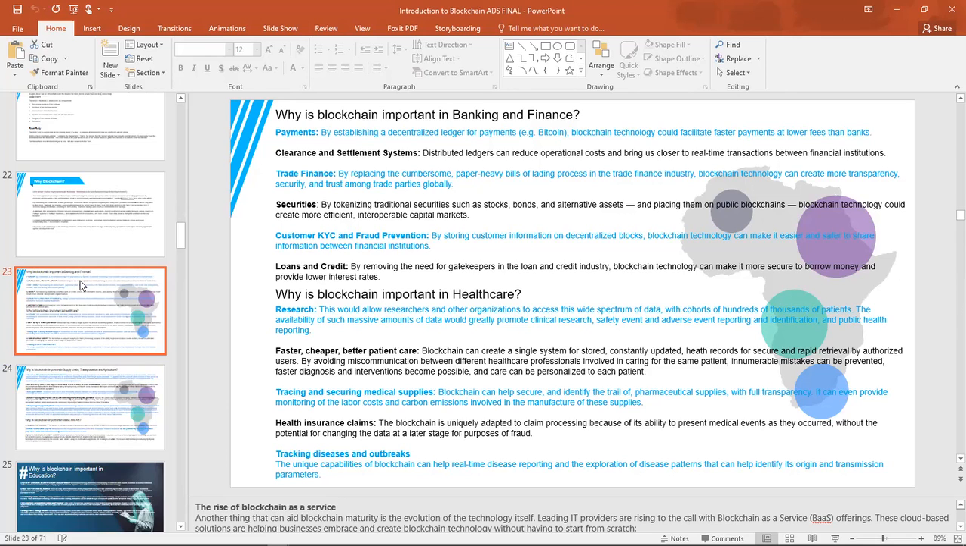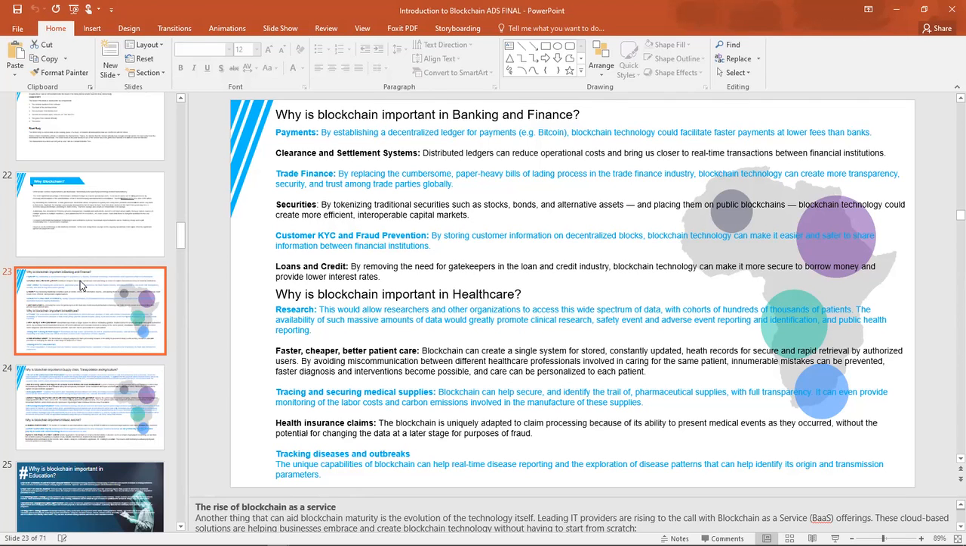Securities: by tokenizing traditional securities such as stocks, bonds, and alternative assets, and placing them on public blockchains, blockchain technology could create more efficient, interoperable capital markets. Interoperable means that systems can be integrated with other systems. There is always that barrier for different companies and organizations. So using blockchain will create a standard way of creating more efficient capital markets.